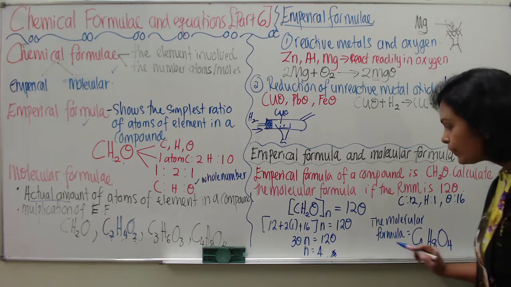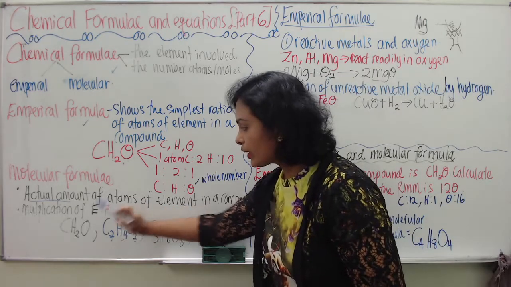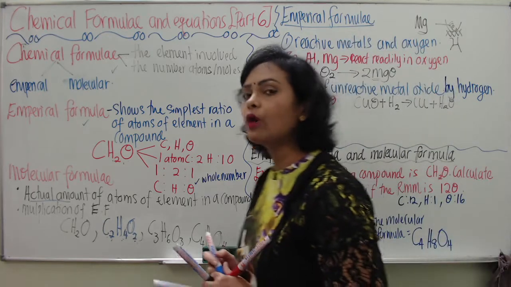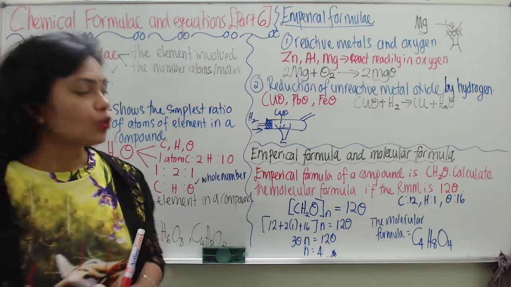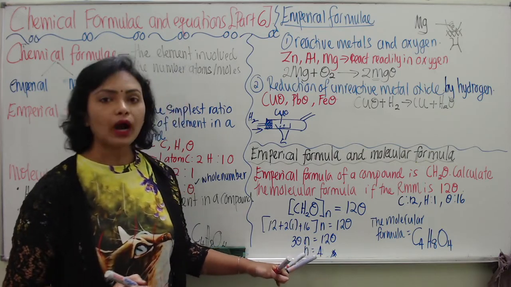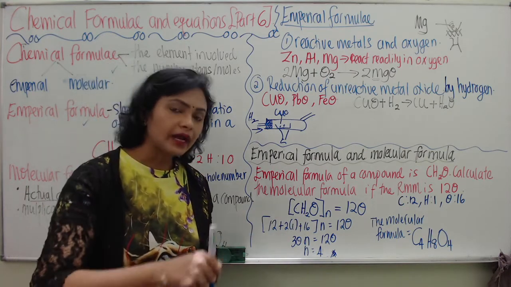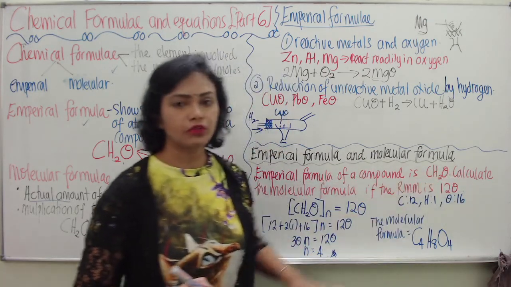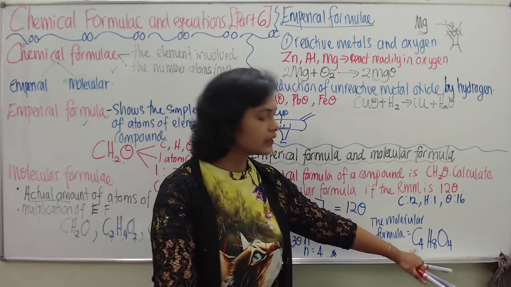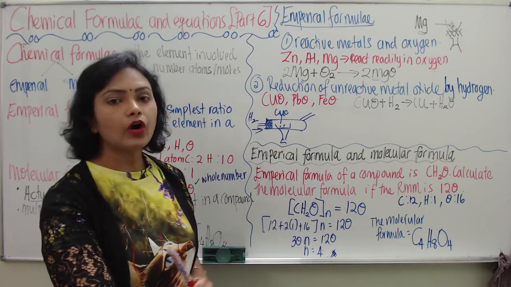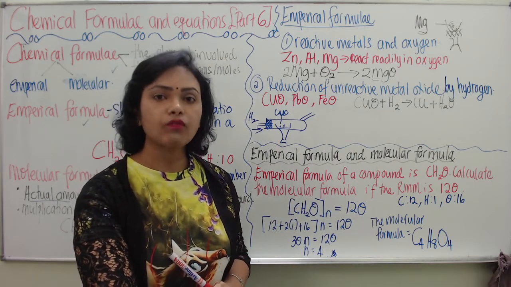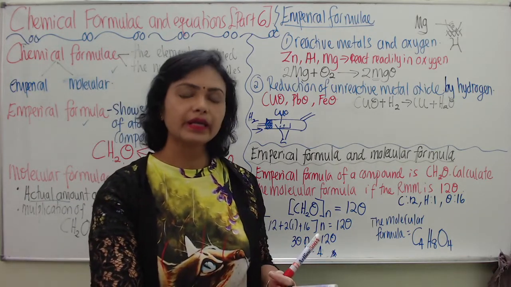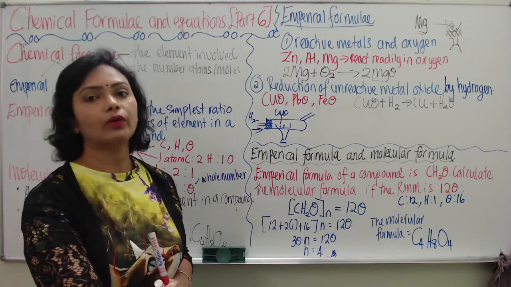So you will get C4H8O4. Why? Because we stick to this: the molecular formula is the multiplication of the empirical formula. Once you get n, we have to multiply it with the empirical formula. All of this you times 4. That is the reason why the final answer will be C4H8O4. So this is how to connect the calculation between empirical formula and molecular formula.